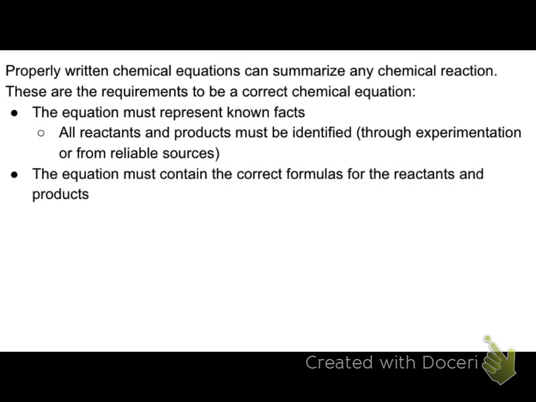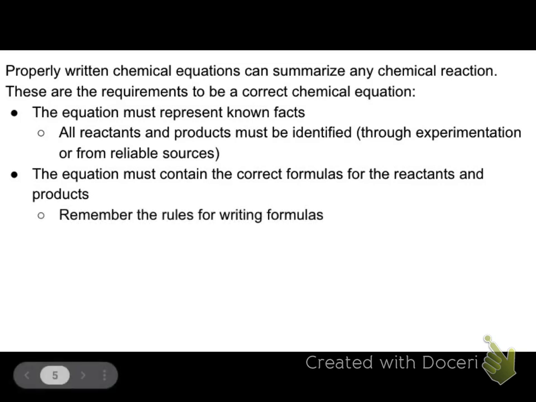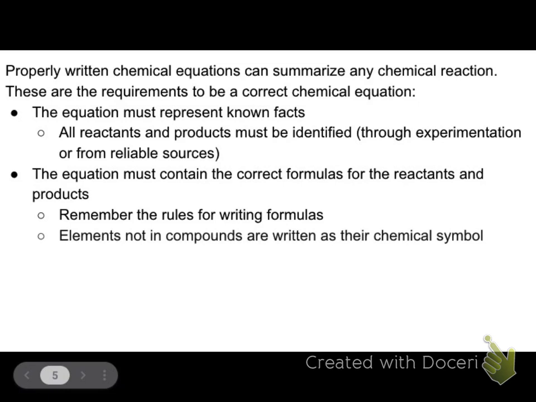Okay, so remember all of those skills that we just practiced for writing formulas for molecular and ionic compounds? They're going to come into play here, because a lot of times you're going to be given a sentence that tells you what things were reacted, and you're going to need to take those words and change them into formulas. So remember your rules for writing formulas. And then elements that are not in compounds are written as their chemical symbol. Okay, so if I reacted something and one of the resulting products was just sodium, then I would write Na. I would use its chemical symbol.